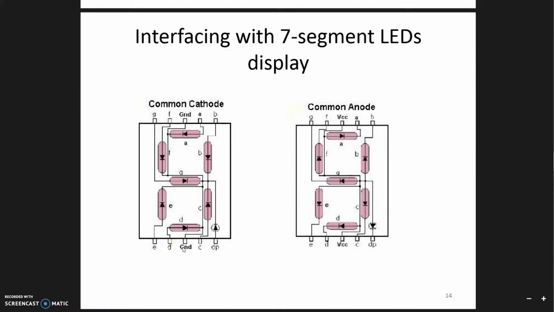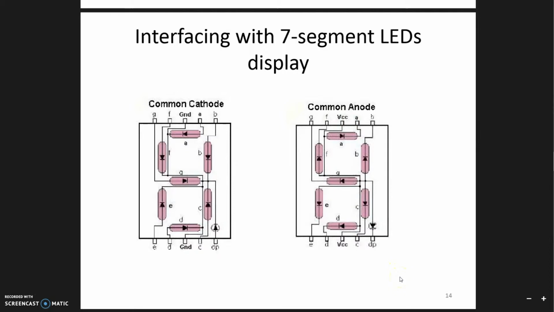And the same for common anode, but it will use inverse direct drive. If you want to turn on A, this one must be ground and this one must be VCC. The difference is: for common cathode, at the pin you have to give high, and the other pin will be grounded. For common anode, at the pin you have to give ground, and the other end is VCC.